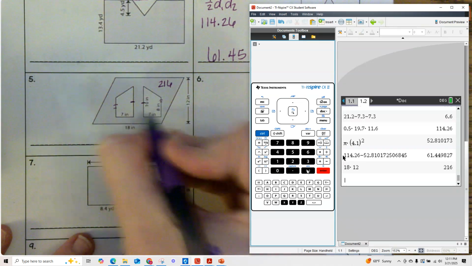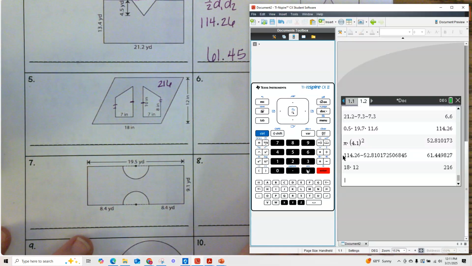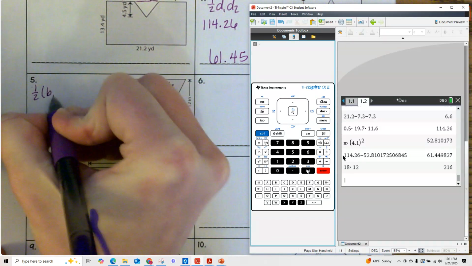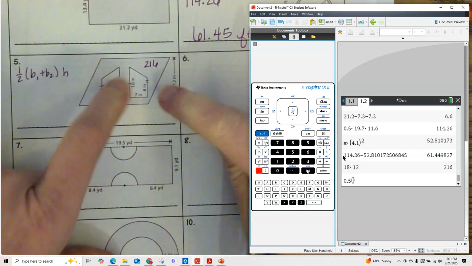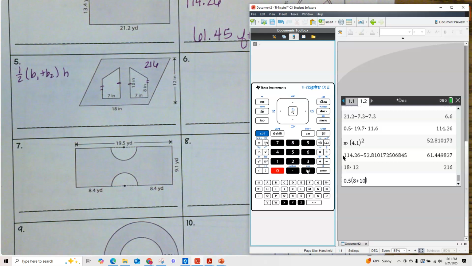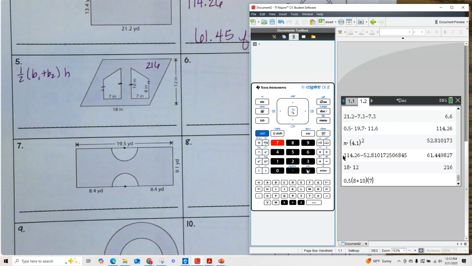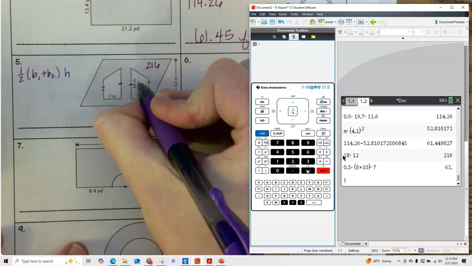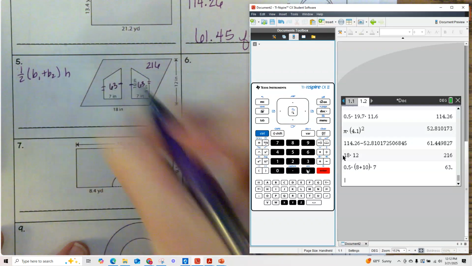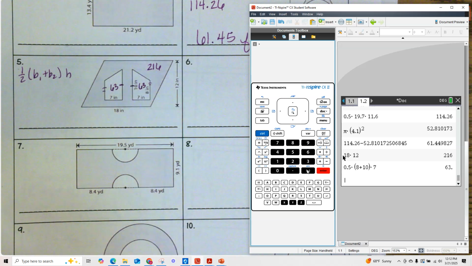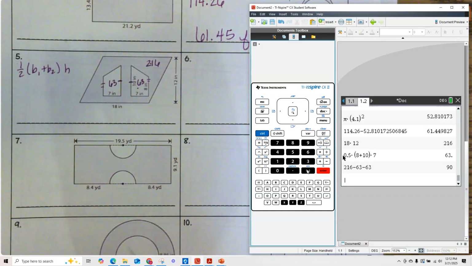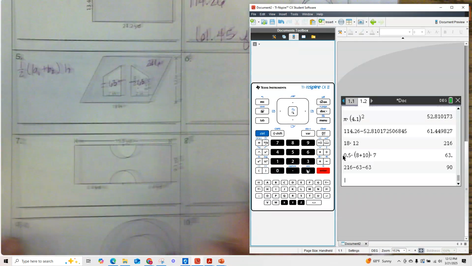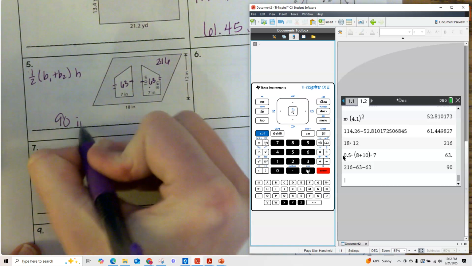But what this means is we have two trapezoids that are identical here. So 1/2 base 1 plus base 2 times the height. My bases are 8 and 10, and my height is the 7. So each of these is 63. Always be careful when you have those congruent shapes. So we're going to take the 216 and subtract 63 twice from it. And we get 90 inches squared.